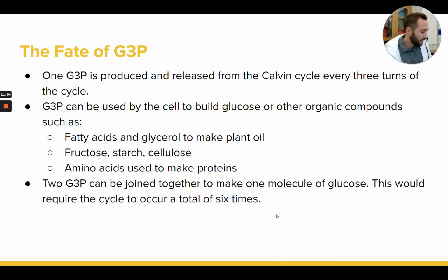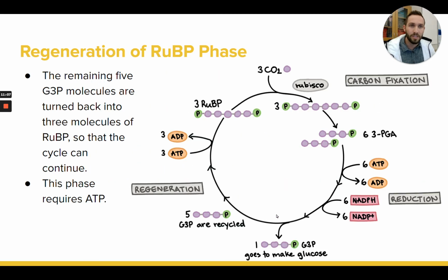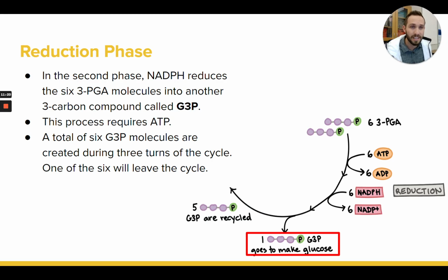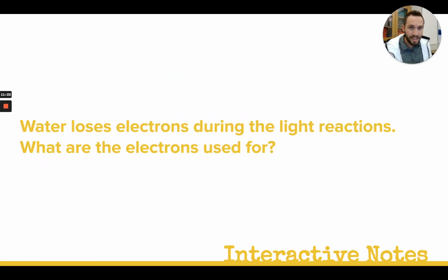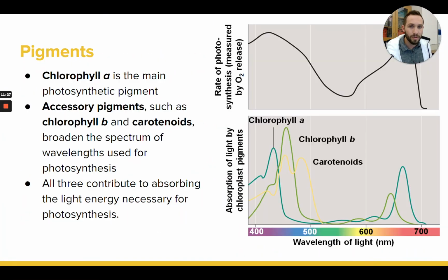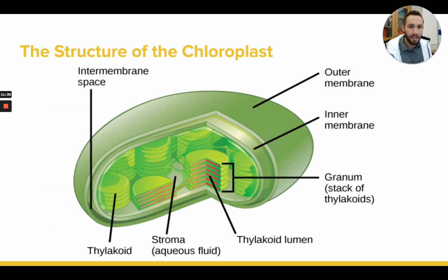Real quick before I wrap this up, I just want to point out a couple more things. This whole series of reactions, the Calvin cycle, takes place in the stroma of the chloroplast, so outside the thylakoid. If you go all the way back to this picture of the chloroplast in topic 1, I just want to make sure we're all thinking the right thing here. The Calvin cycle is taking place outside the thylakoids in the chloroplast, in this space out here, which is called the stroma.